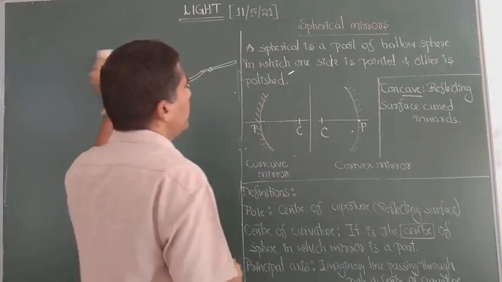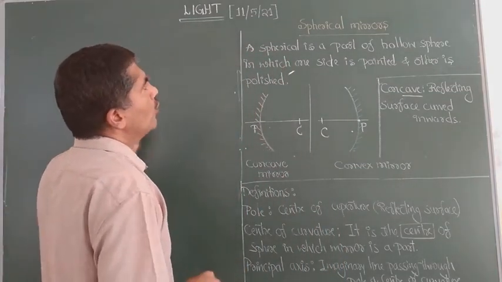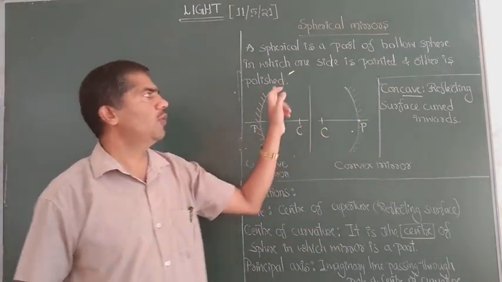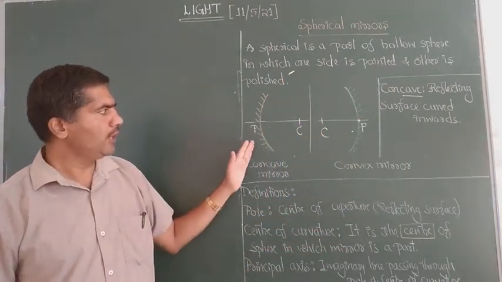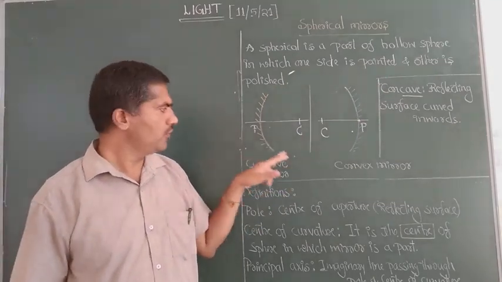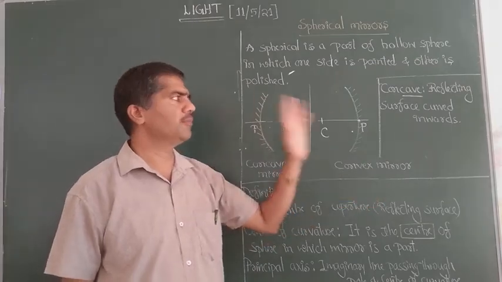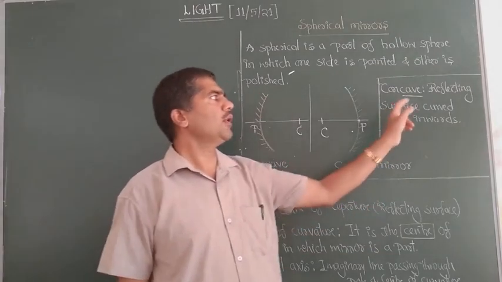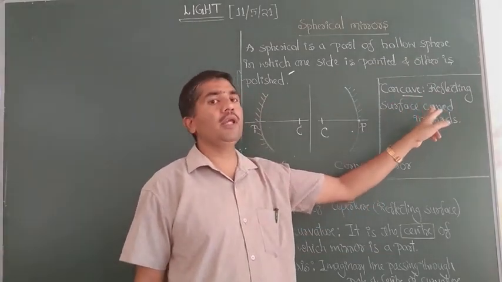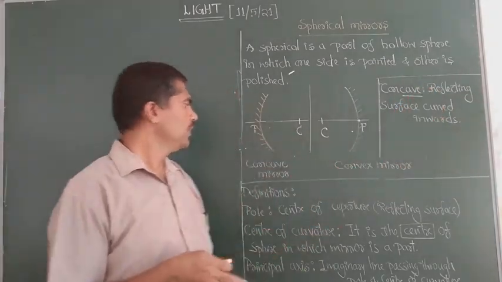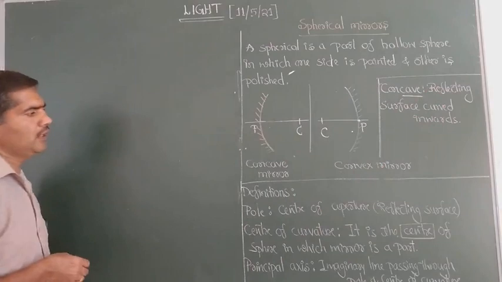So now a spherical mirror is a part of hollow sphere in which one side is painted and other is polished. Here I am representing two spherical mirrors. See now, this is a concave mirror and here we have convex mirror. In a concave mirror, reflecting surface is curved inwards.